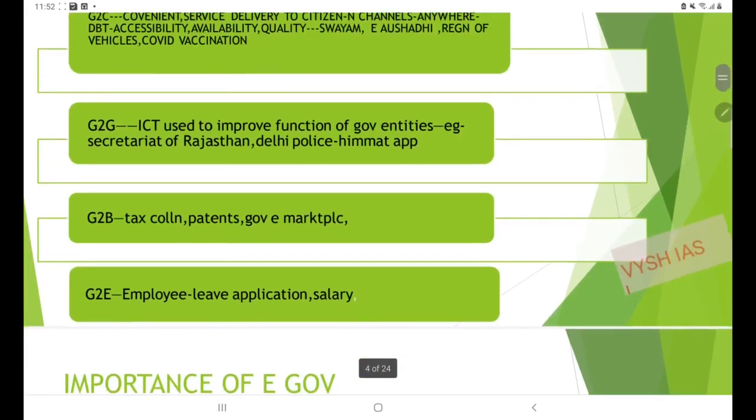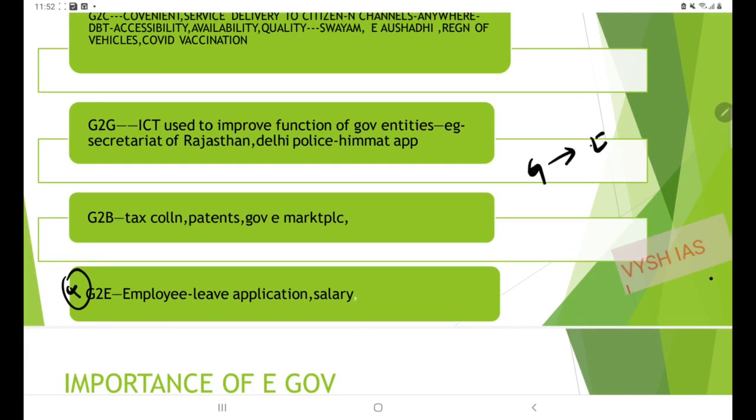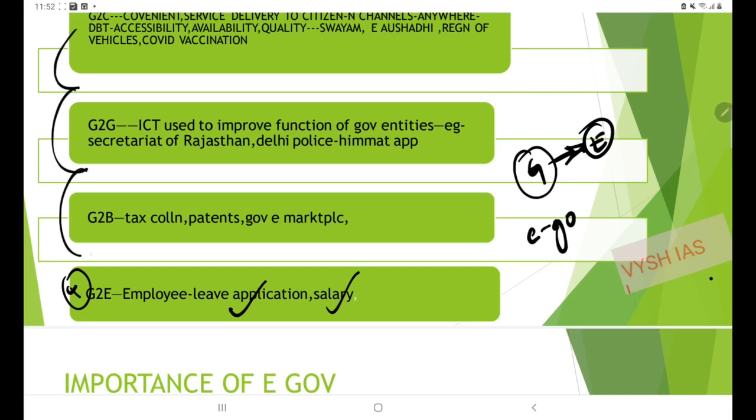Okay, then G2E is also there. This is the fourth component. This is not much relevant, but it is also a component, G2E, that is employee. So the leave application, the salary transfer, all those employment related matters are communicated between the employee and government through the e-governance channel. So overall, considering all these four components, e-governance is making the administration more efficient and easier.